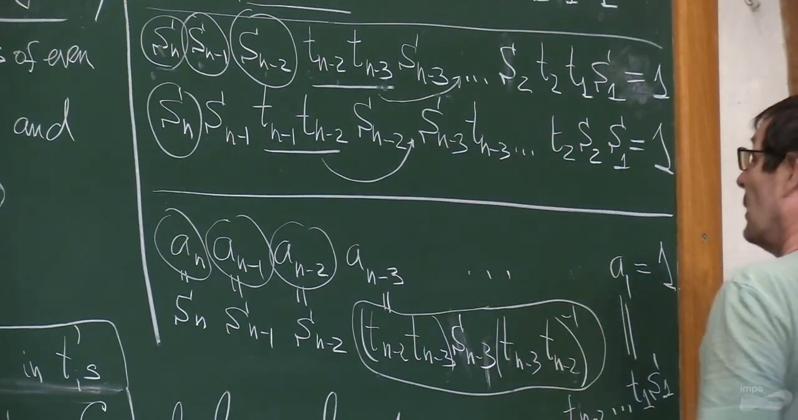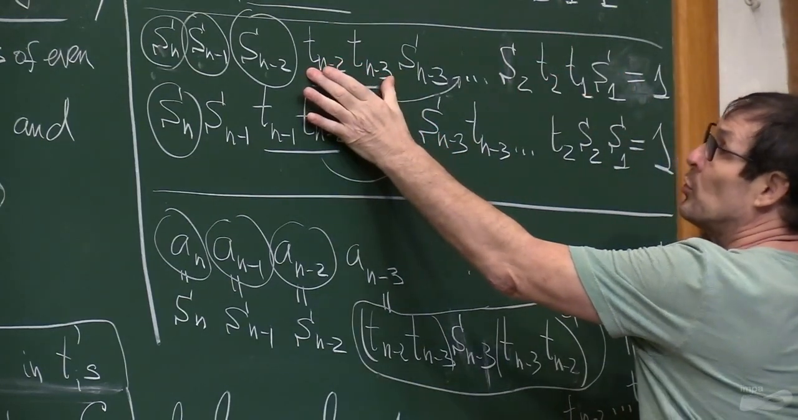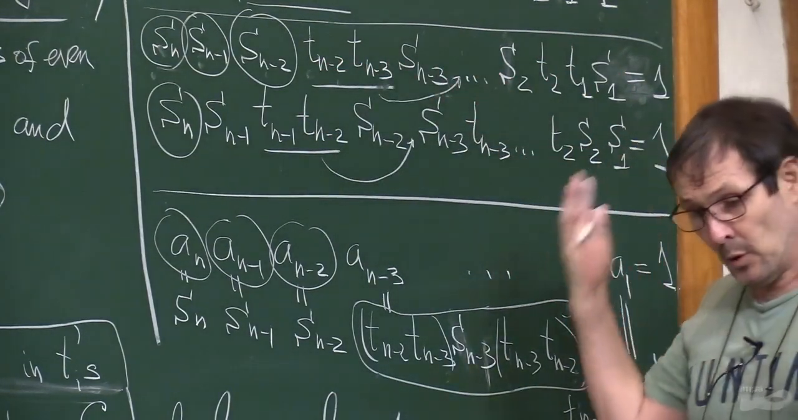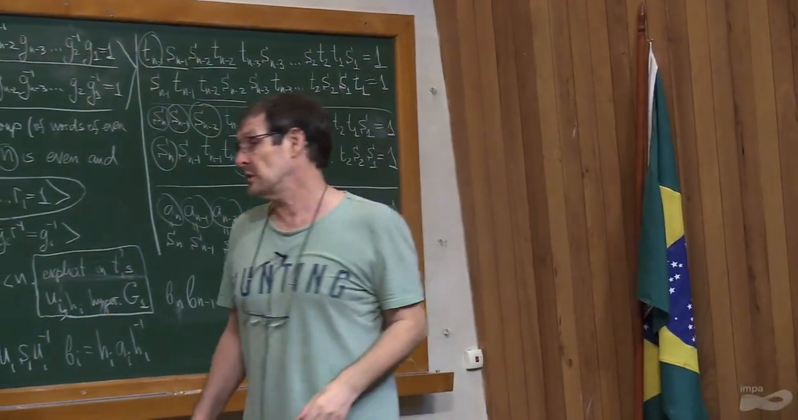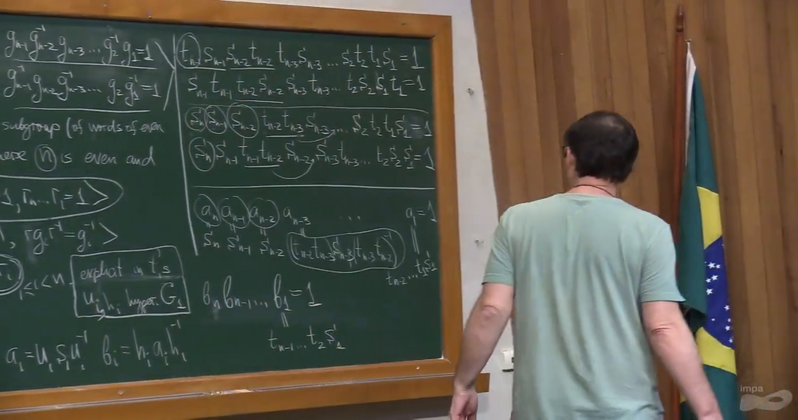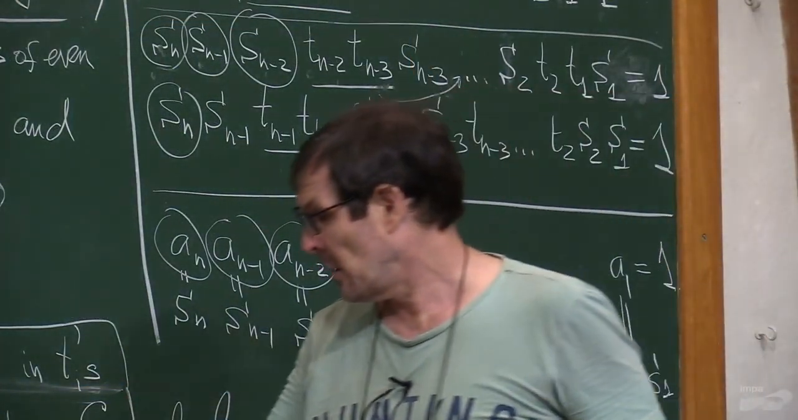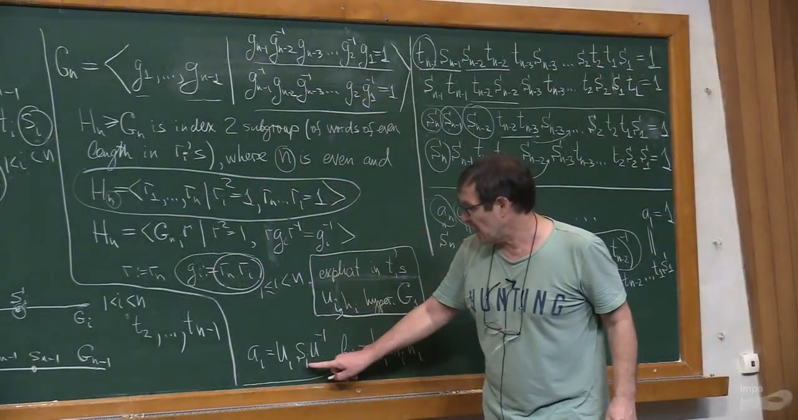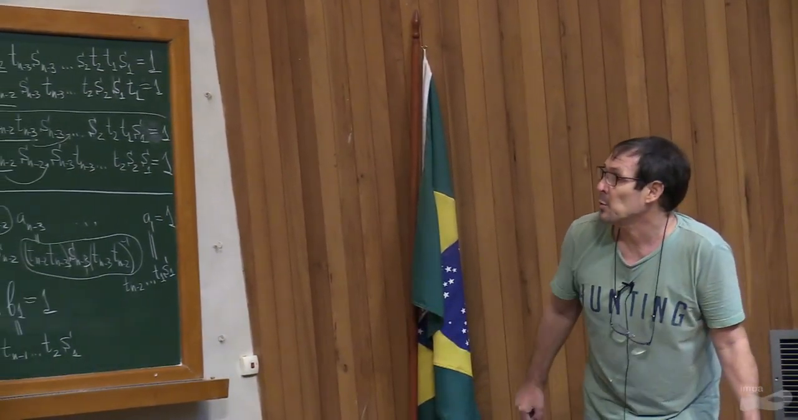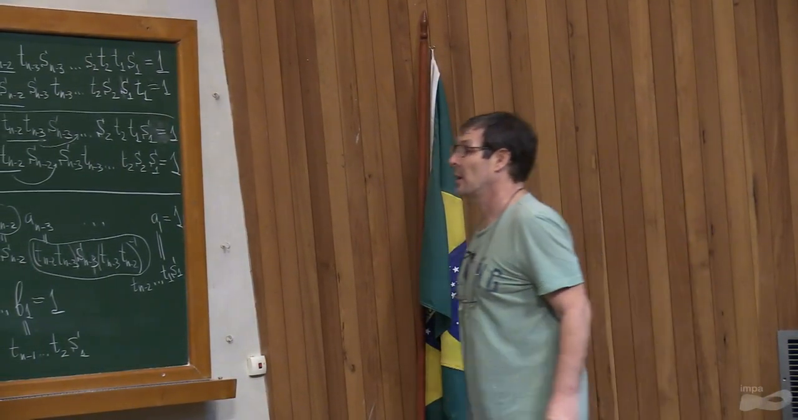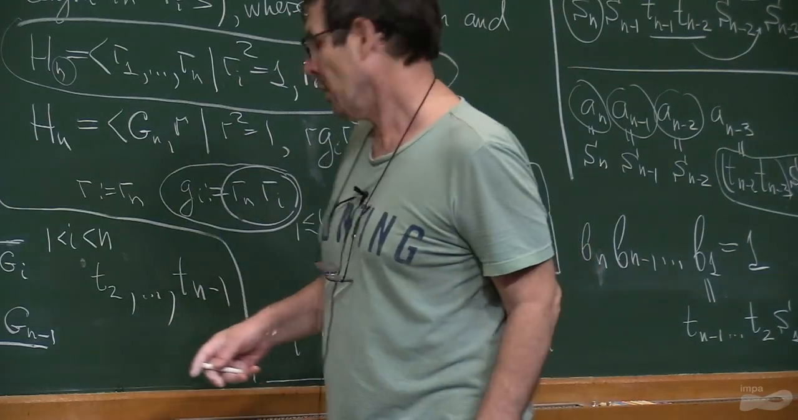Well, next, this couple of T's and the next couple of T's will give another hyperbolic isometry, and I will do the same trick. At the end, each A_i is conjugated by a certain hyperbolic isometry with the axis G1. Okay.